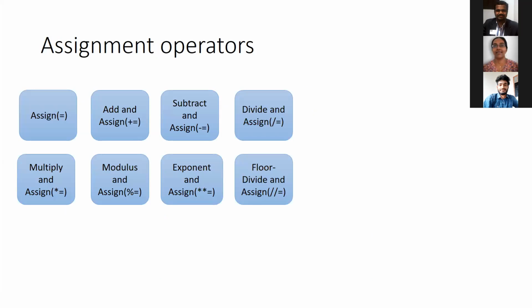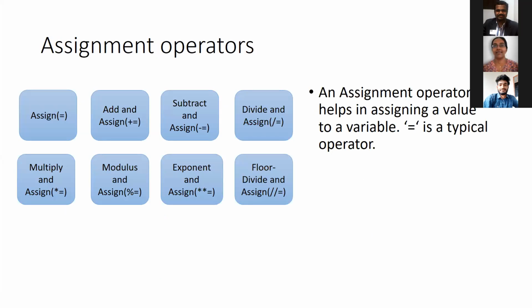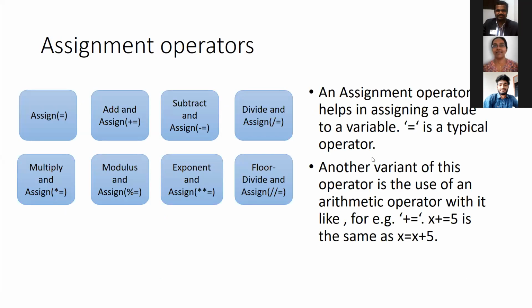Assignment operators are used to assign values. Equal to is one example. It's the simplest one, but there are variations with this. So you can do two operations at a time. One example, as you can see on the screen, is plus equal to. You can use it with one variable, and it does assignment as well as addition for you.